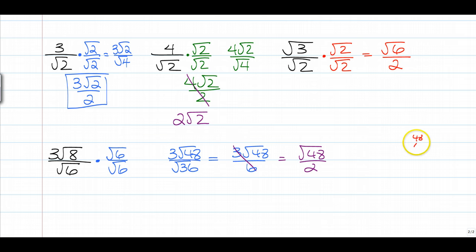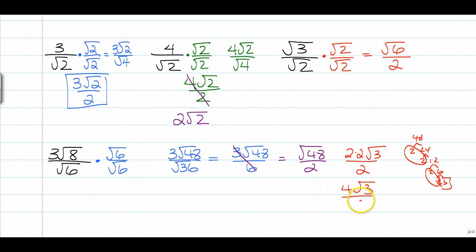So 48 can be broken down into 2 and 24, 2 and 12, 2 and 6, 2 and 3. We have 1 pair of 2's, 2 pair of 2's. So outside we can have a 2, another 2. We box our 3 and we have the square root of 3, all over 2 still. So that's 4 root 3 over 2, and of course 4 divided by 2 is 2, so that all simplifies to 2 root 3.